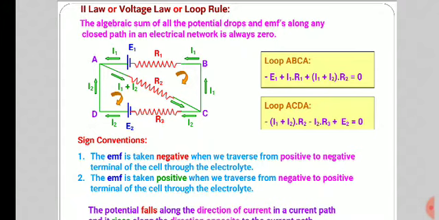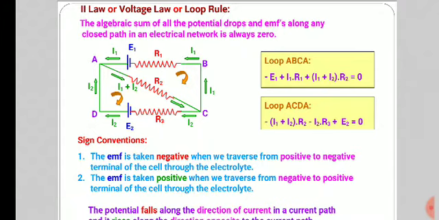And for the second loop ACDA, again the current flows in the opposite direction, so minus I1 plus I2 into R2 minus I2 into R3. Actually the current flows in the opposite direction, so it is equal to minus E2. Taking E2 from the other side of the equation to this side, so plus E2 is equal to 0.